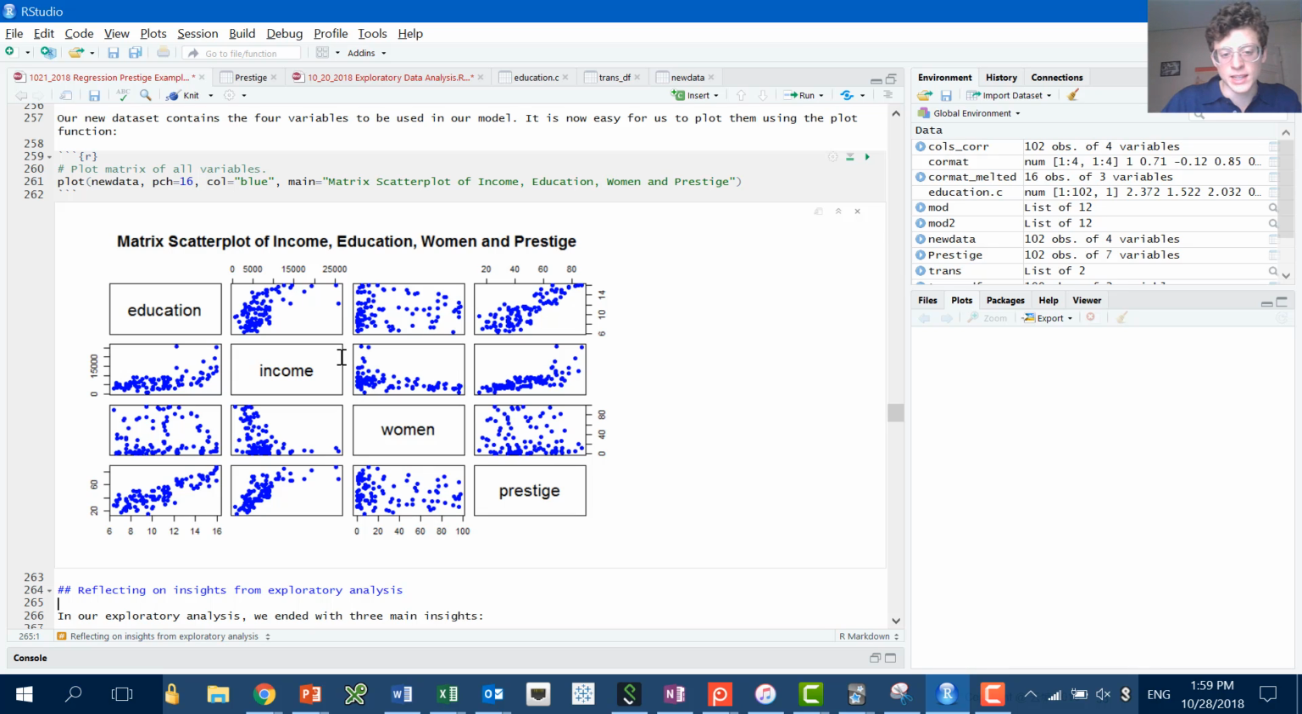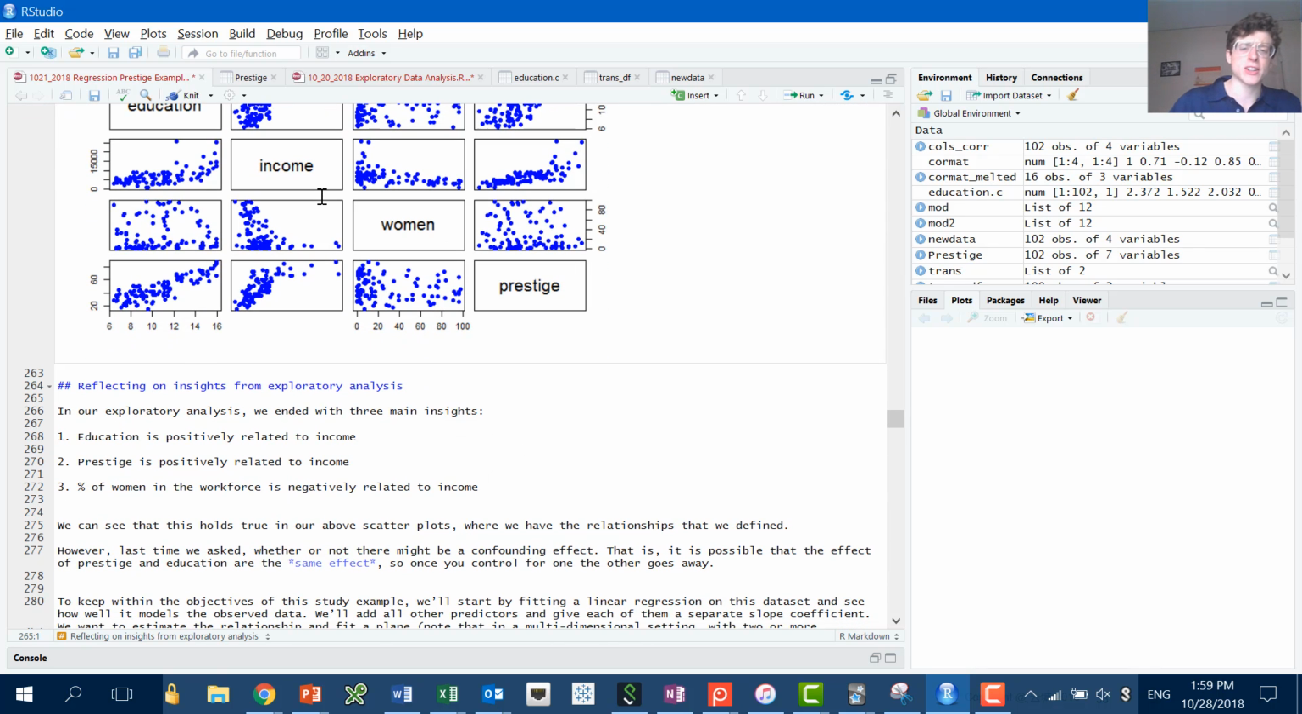So more women, less income. Women and education don't seem to be very related, actually, at this point. So maybe at this point in time, women are as educated. Yeah, it's possible that at this point there's no relationship between the percentage of women in a profession and the amount of education.